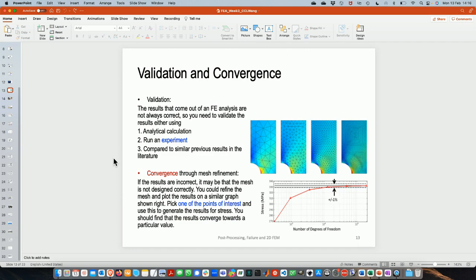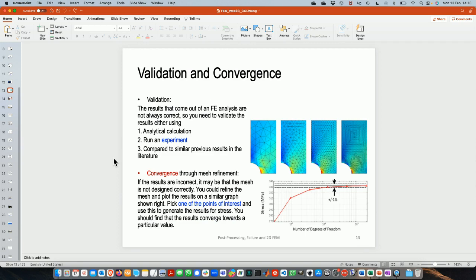Okay, so just to summarize, what did we think about? First thing is you put in your geometry, you put in your materials, you put in your boundary conditions, this is where your displacements are fixed, where you're applying some forces, you run your simulation, then some magic happens behind.